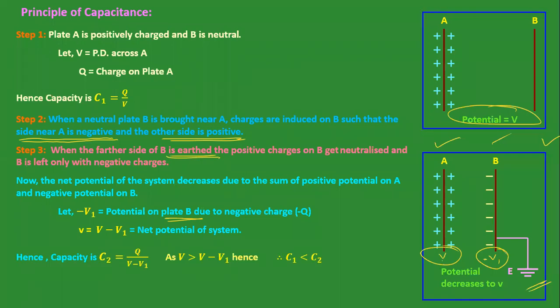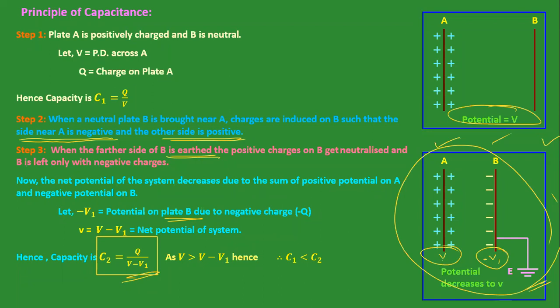Therefore, we can write the capacity of this combination as Q upon the net potential, and the net potential is V minus V1. V minus V1 is the net potential. So this is the capacity of this combination. For this combination, the capacity is given by this form.